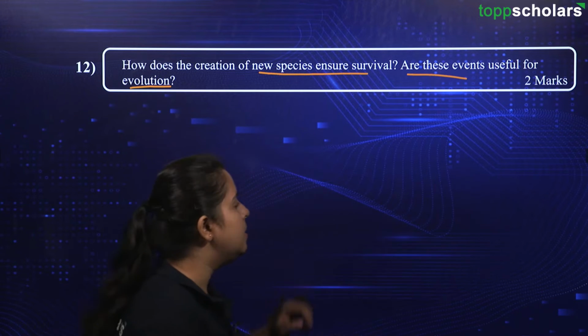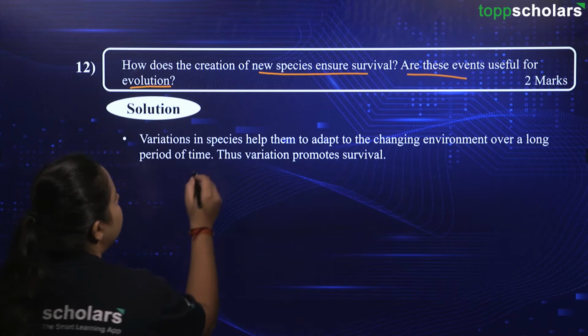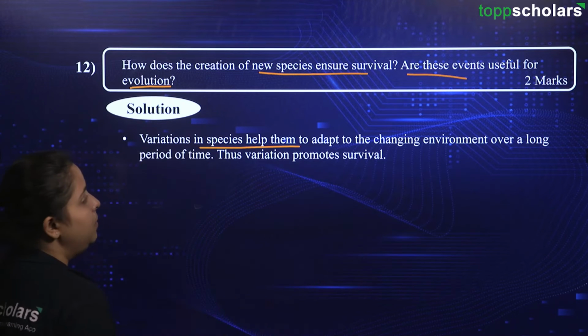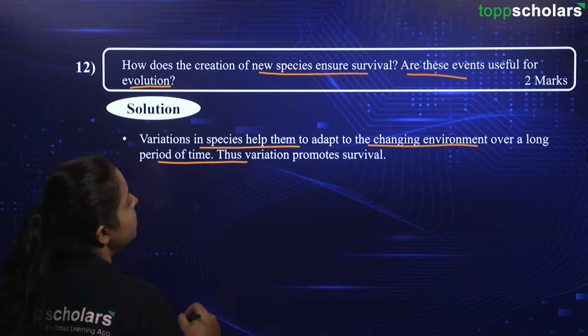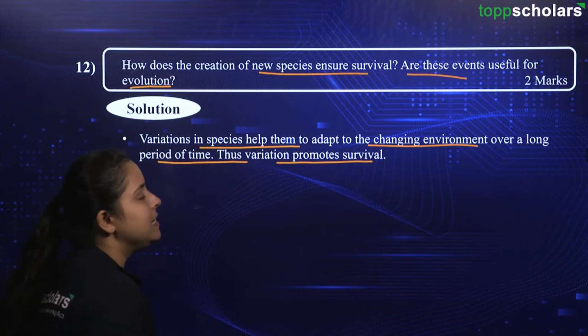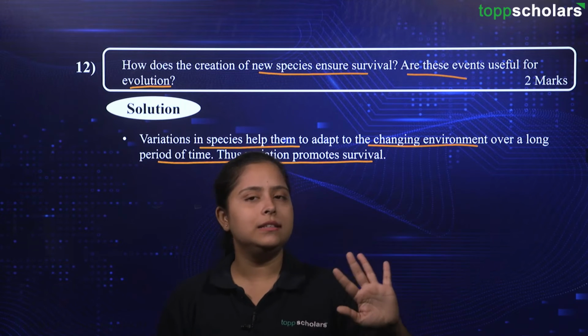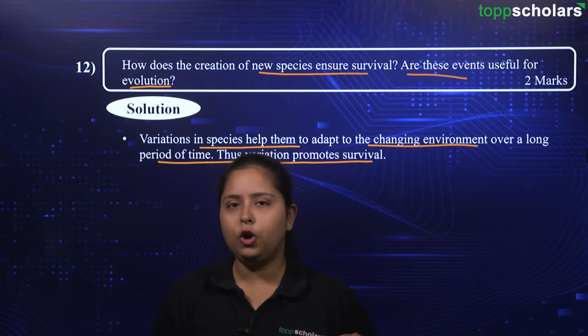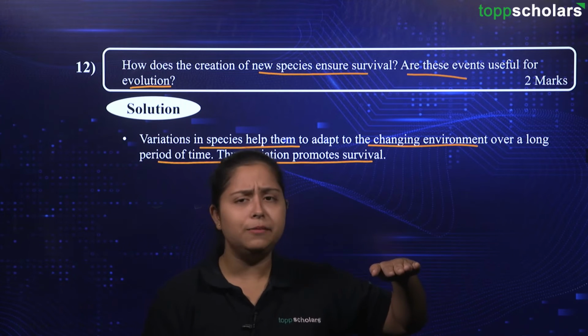Okay, let us come back to the solution part. The solution says that variation in species helps them to adapt to the changing environment over a long period of time. Thus, variation promotes survival. So, let us take an example. There are very many plants in our surroundings. A few years back we are talking, okay. So, trees are at the height of this much and there are many giraffes.